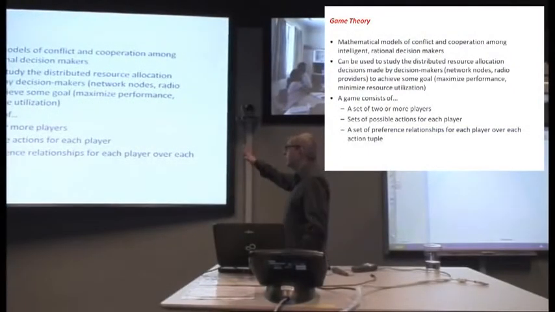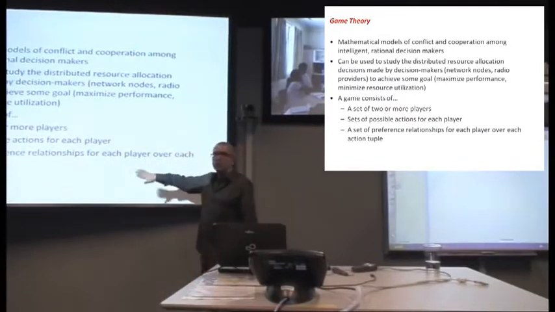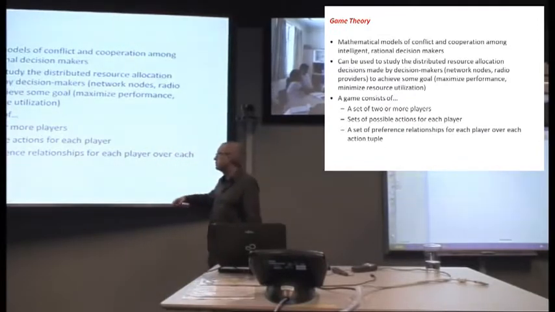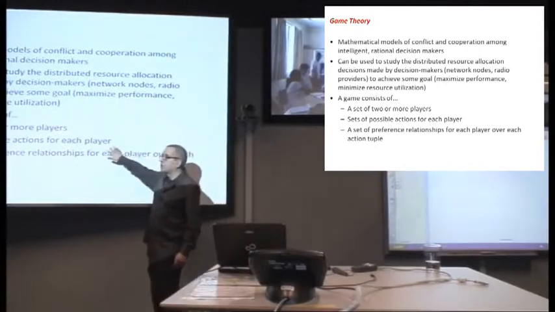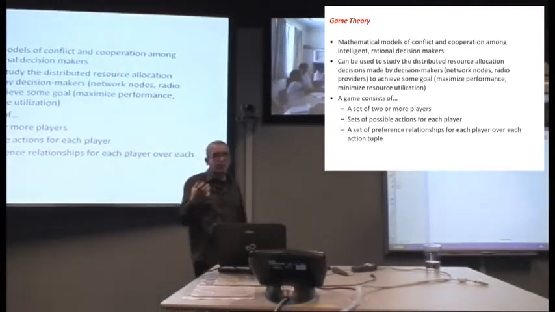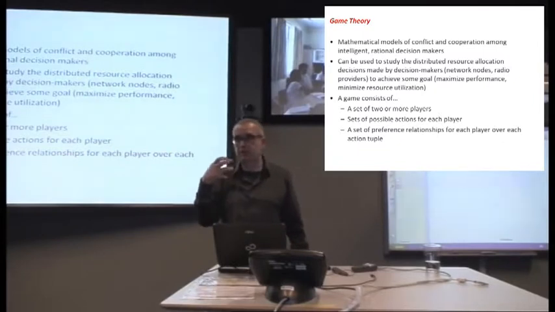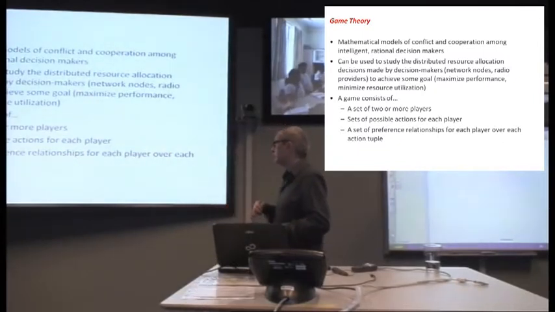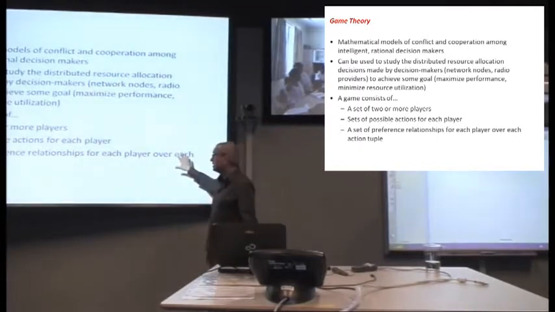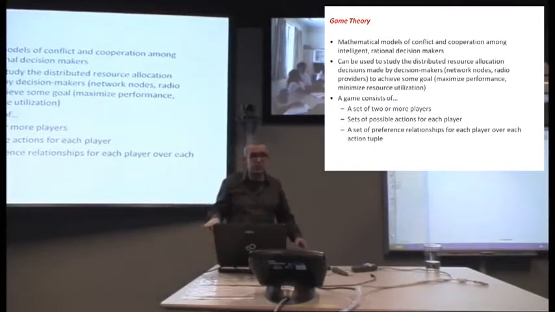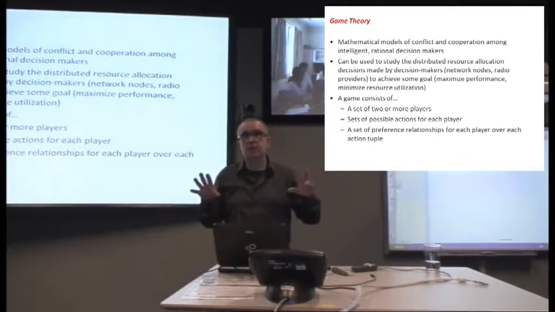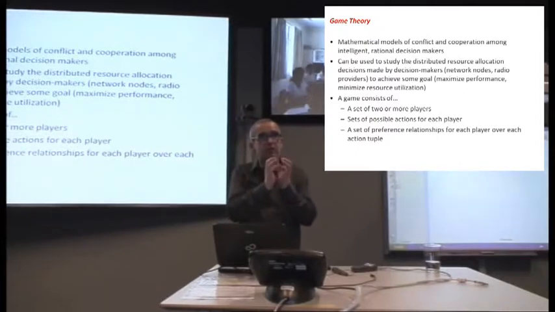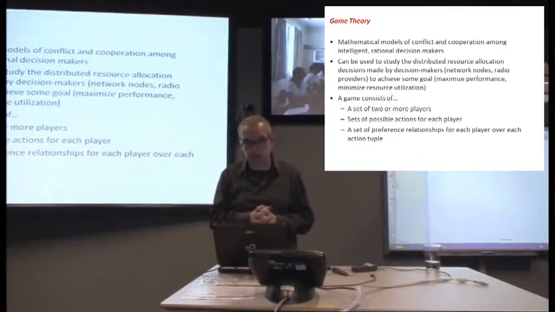So you set up a game consisting of multiple players, sometimes the players are the radios themselves, and a set of actions for each player. So the action could be, for instance, what the transmit power is, or what frequency I select, or what bandwidth I use for transmission. And then there is, this is a very complicated way of saying something very simple, some set of utilities. So there's one utility for each user, each player, that they're trying to maximize.